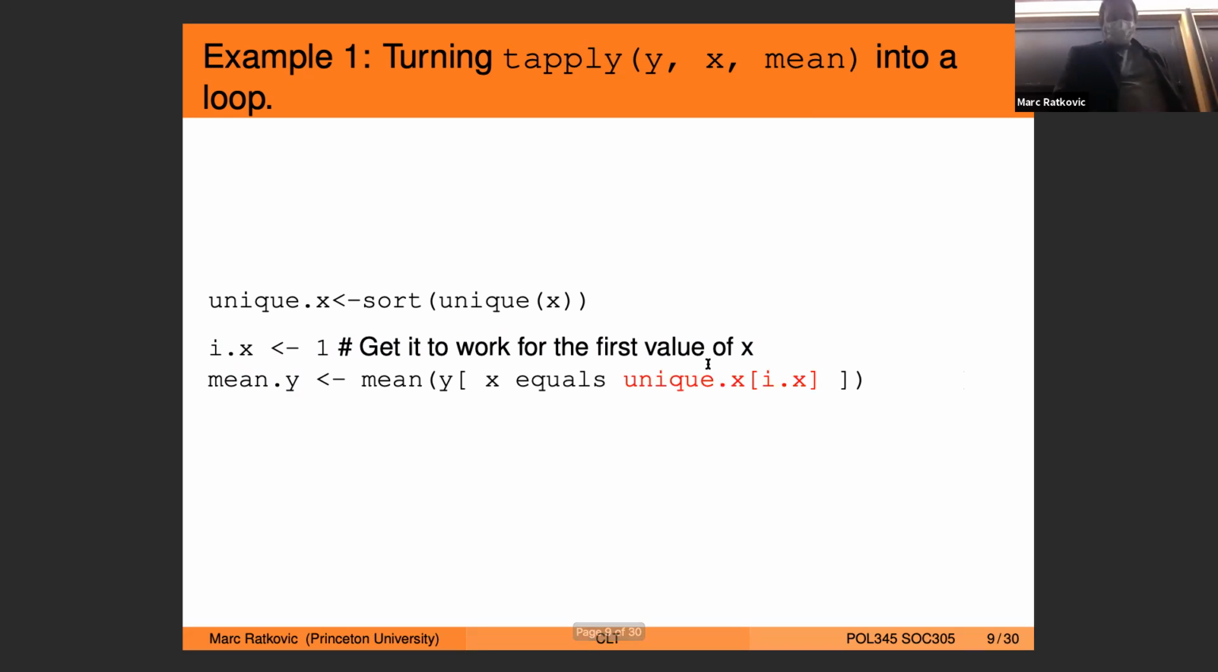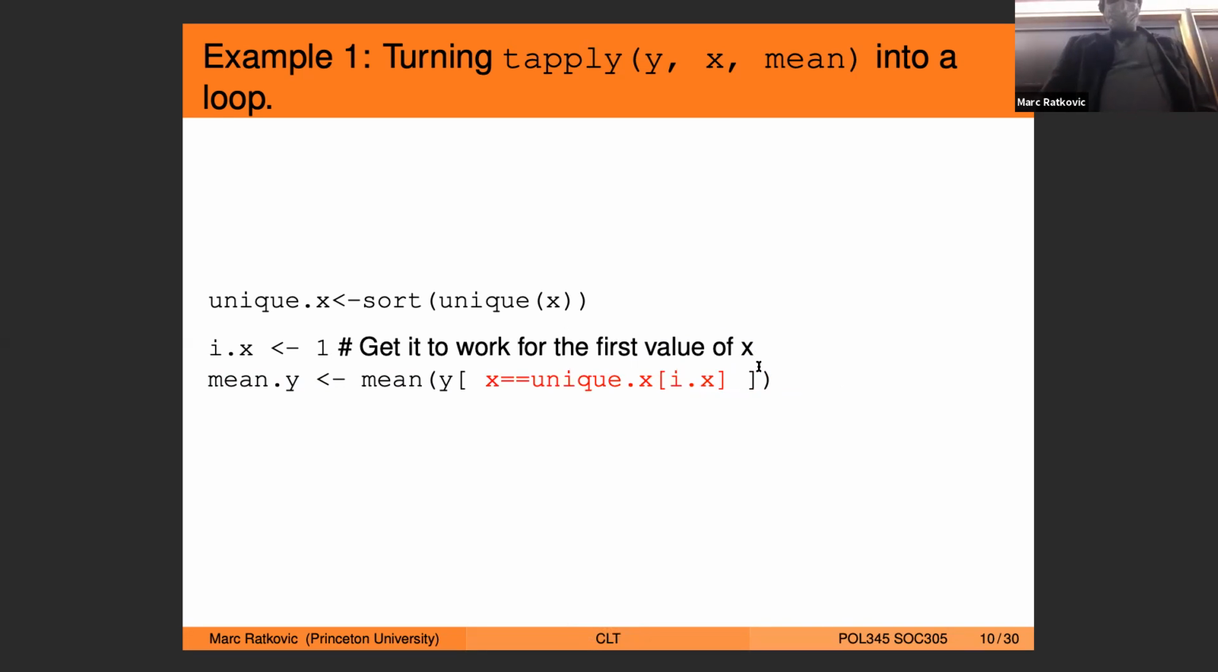So to do this, to subset, we can do the mean of y for which X equals, and what we want is the first unique value of X. And that's what that line is saying, because I.X is equal to 1, and unique.x is the vector of all unique values of X. That's just going to be 1, 2, 3, 4, 5.